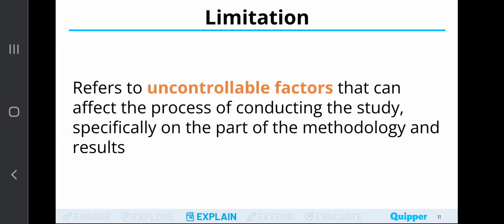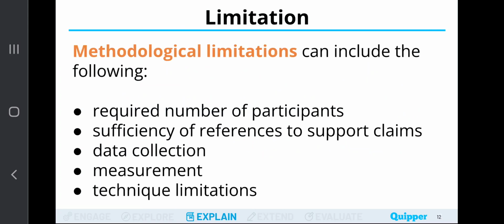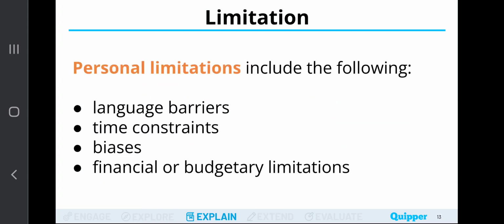Now let's try to understand what is a limitation. Limitation refers to the uncontrollable factors that can affect the process of conducting the study, specifically on the part of the methodology and results. Methodological limitations can include the following: the required number of participants, sufficiency of references to support the claims, the data collected, measurement, and the technique limitations. We also have personal limitations. These include the following: the language barriers, the time constraints, biases, financial or budgetary limitations.